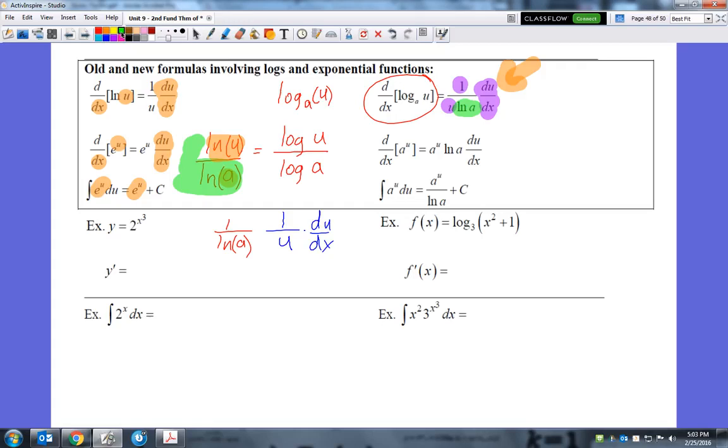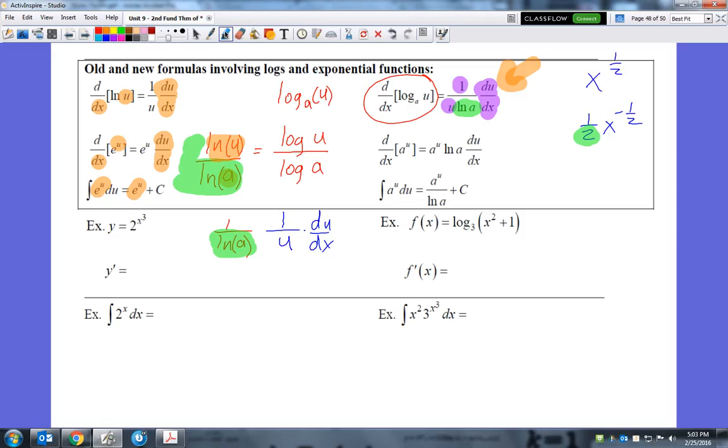It almost feels like a 1/2 in a problem. If you had x to the 1/2, it'd be 1/2 times x to the negative 1/2. It almost feels like this denominator of that 1/2 piece. Okay? So that natural log of a is remaining on the bottom as a constant.